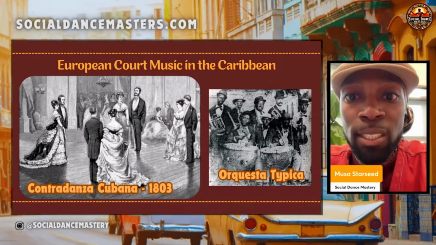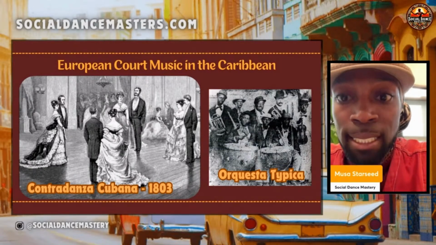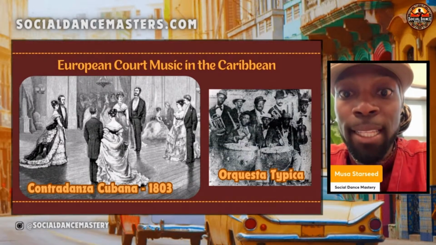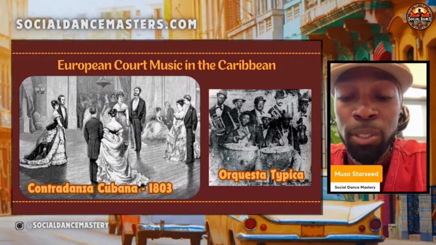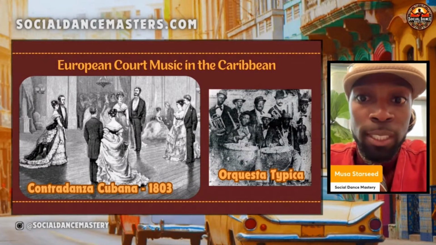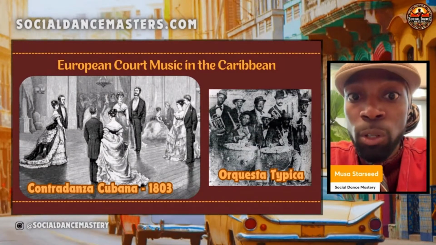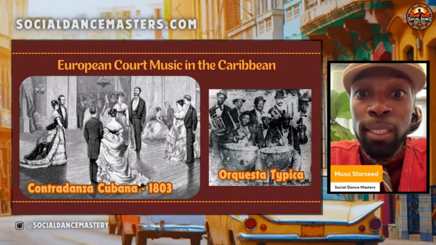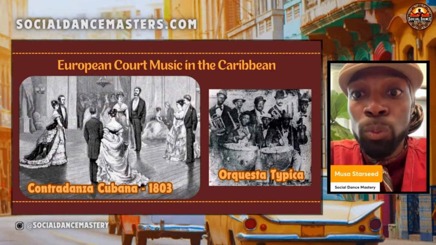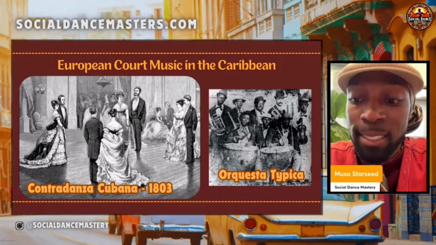Now you can see in this ensemble you have a lot of European types of brass instruments, maybe a violin, and you have some of these timpani drums, which have Arabic roots and African roots. So you can see that the fusion of cultures is starting to happen more and more between the ensembles and between the European societies at that time.